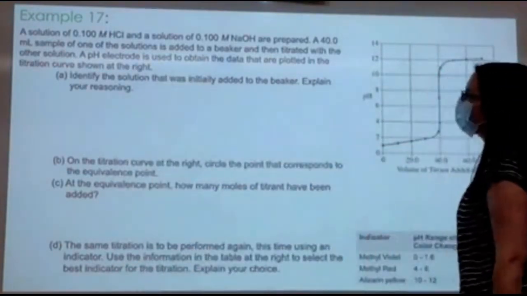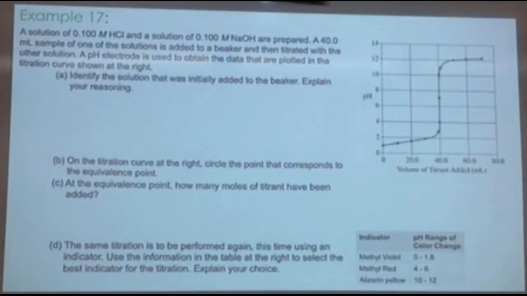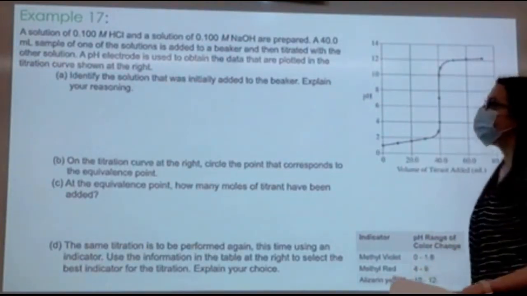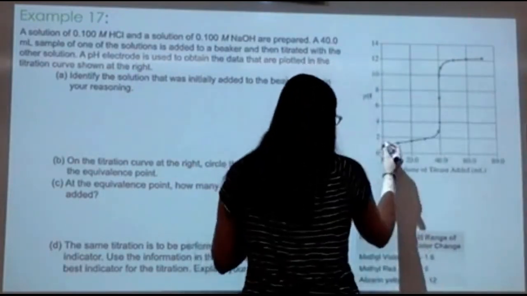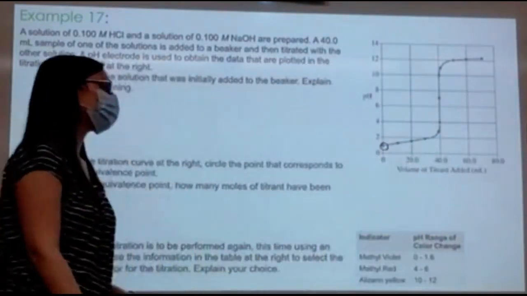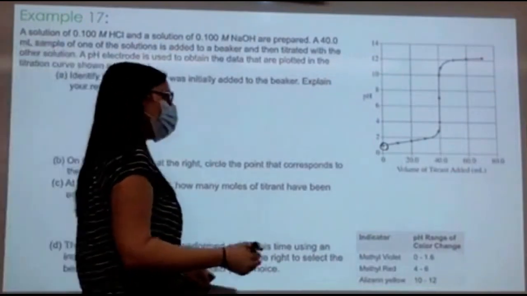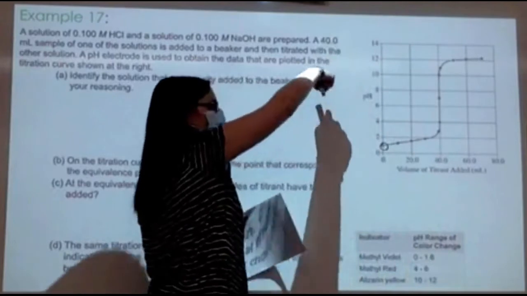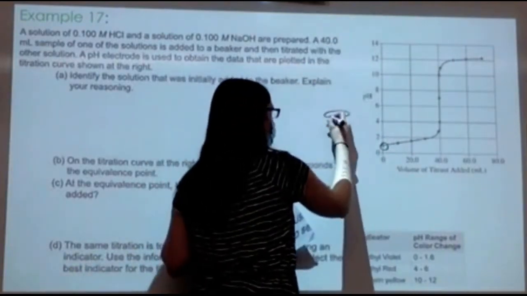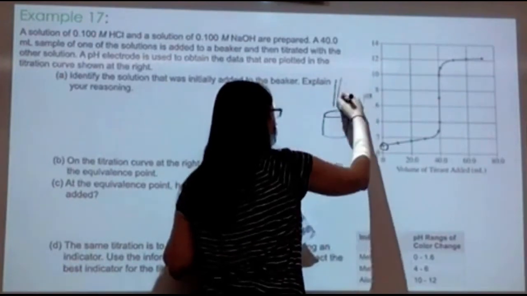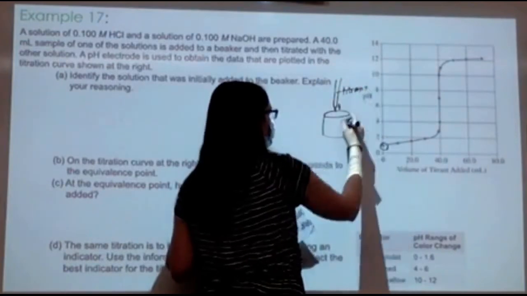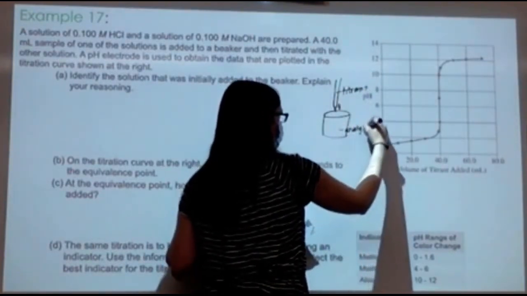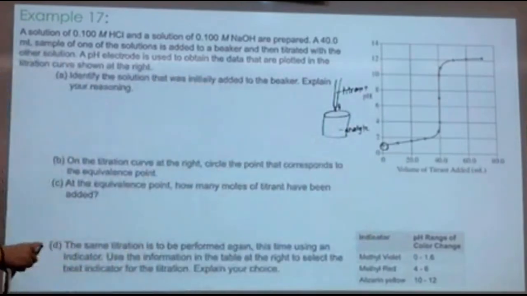A pH electrode is used to obtain the data plotted in the titration curve shown at the right. So part A says identify the solution that was initially in the beaker and explain your reasoning. So we are looking at the solution that was in the beaker right here. So when 0 milliliters of the titrant, that's what's in the burette, so we think about what's in the beaker. Here's the setup for the titration. We have the titrant, and we have the analyte. It's asking us what the analyte is.